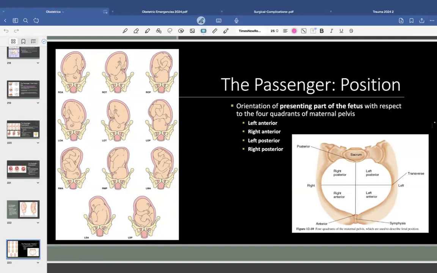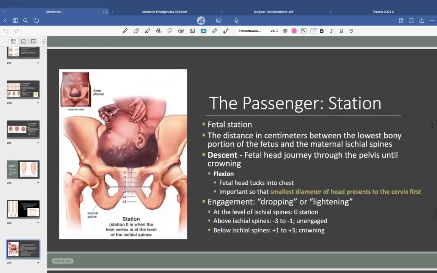Stages, we already talked about. 0, the ischial spine. -3, negative numbers, probably not engaged. The baby's starting to drop and ready to go. It's gonna be more positive numbers. Talk about this.